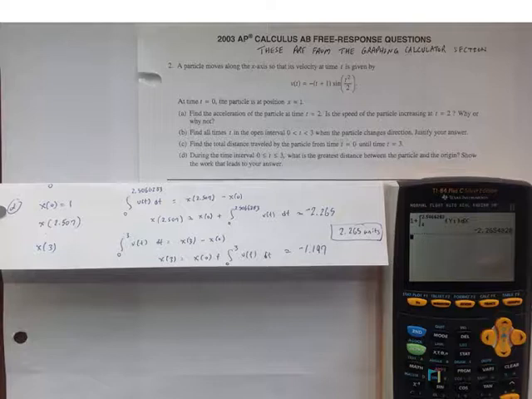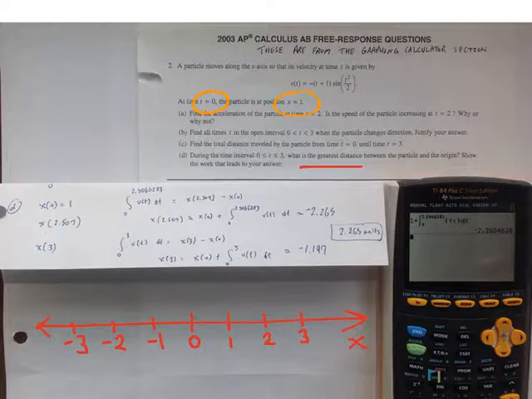And what we have for part D is, during the time interval from 0 to 3 seconds, what is the greatest distance between the particle and the origin? Show the work that leads to your answer. So we go back to the very beginning. At time t equals 0, the position of the particle is here at x equals 1. We go back to the work that we did in part B, where we looked at the graph of the velocity function.